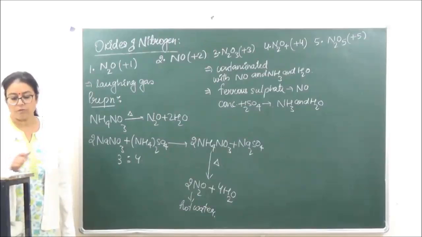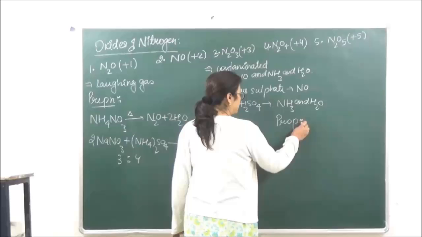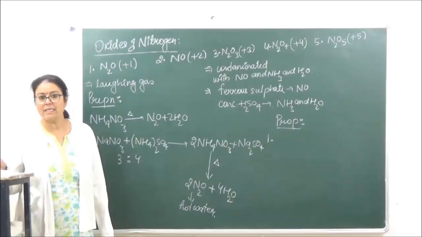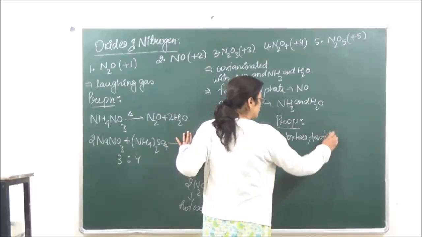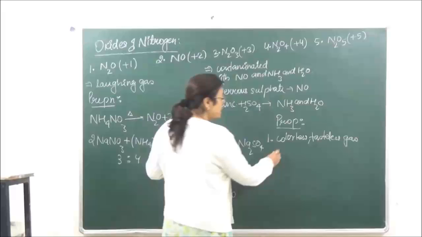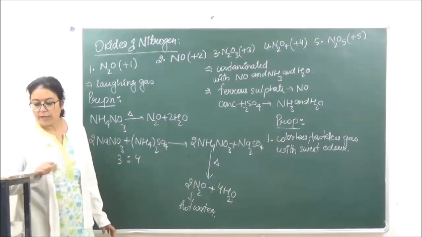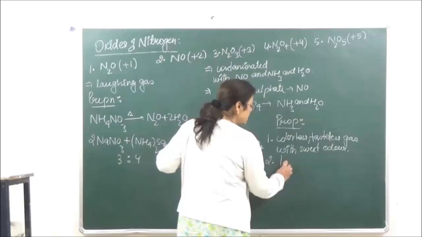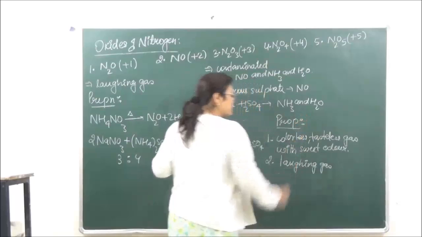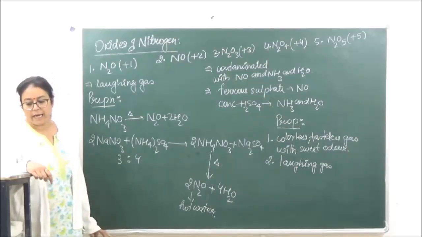Let's go on to the properties. The first property is that it is a colorless, tasteless gas with sweet smell, with sweet odor. ठीक है? Number two, it produces laughter when inhaled. So that is the reason why it is known as laughing gas. जब इसको inhale करते हैं तो एक hysterical सा laughter आ जाता है. That is why it is known as laughing gas.